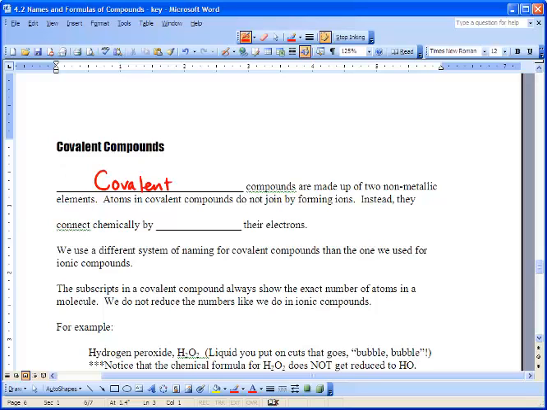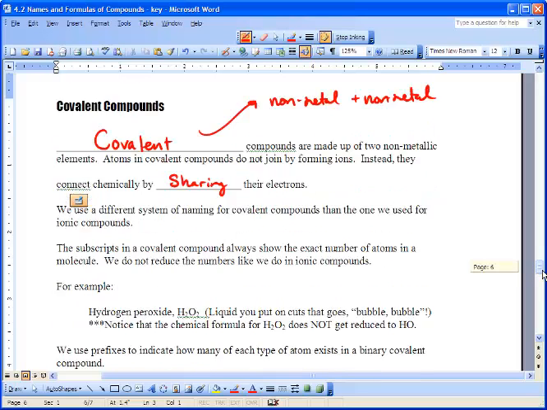are made up of two nonmetal elements. All right, so let's just write in nonmetal plus nonmetal. That means you're only going to be dealing with the right-hand side of the periodic table. So atoms in covalent bonds don't join by forming ions. Instead, they connect chemically by sharing their electrons. That's the key difference. Ionic, they gain or lose electrons, and covalent, they share electrons.